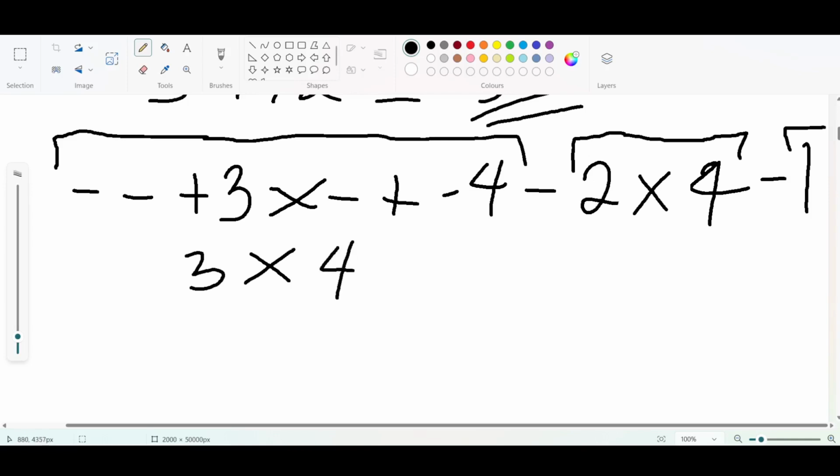which is times 4. Then minus 2 times 4, of course, is what? 8. Right? Then minus 1. So we can further reduce this 3 times 4 into what? 12. So this is going to be 12 minus 8 minus 1.